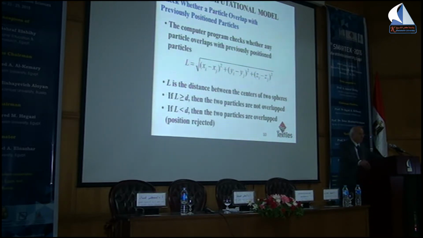And then the computer program checks whether any particle overlaps with a previously positioned particle. Once we have an overlap, we reject that new position. And L is the distance between the centers of 2 spheres. So if we have 5 spheres there, the computer will check number 6 against the number 5 previously done. And if it shares volume with any, it rejects it and then tries another one.